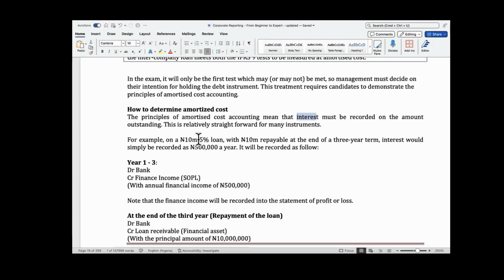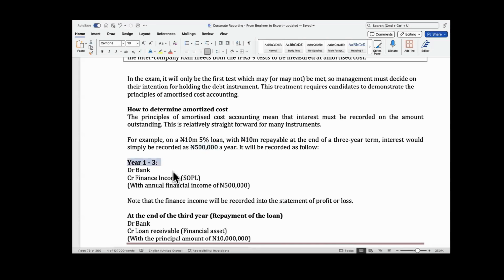So if you have invested in a debt, let's say you lend somebody 10 million at 5% per annum, with the 10 million repayable at the end of the 3-year term. In this example, you give somebody 10 million, the person says they will give you 5%, and after 3 years they will pay back your 10 million. So this means that every year I will recognize 500,000 as interest. From year 1 to 3, they will actually pay me interest.